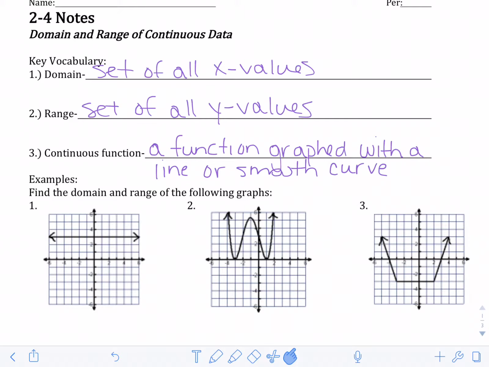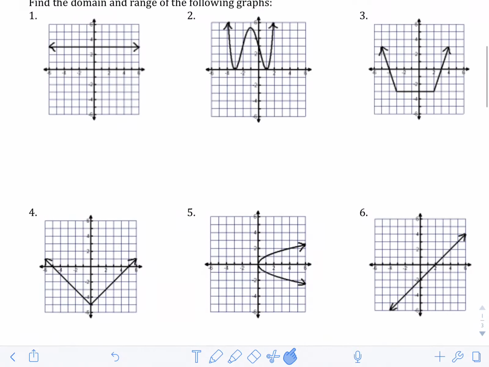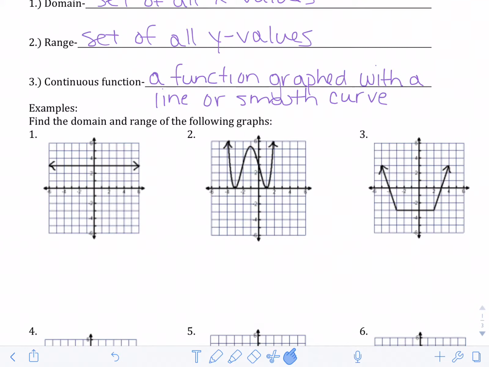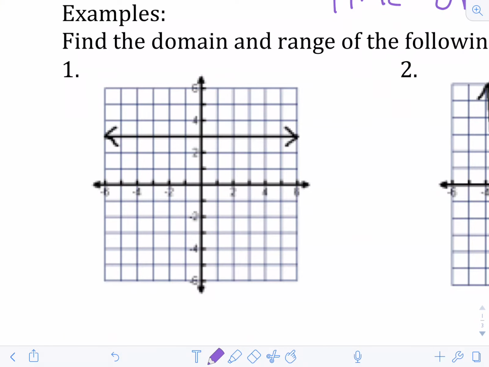So unlike discrete, which was little dots, little points, for a continuous function, if you put your pencil on the line, it can keep going without having to jump or skip, then it is continuous. Okay, so today we are going to find domain and range of a couple of examples. This is probably the most challenging section out of all four of them, but it's not super hard. You just got to think a little bit about this.